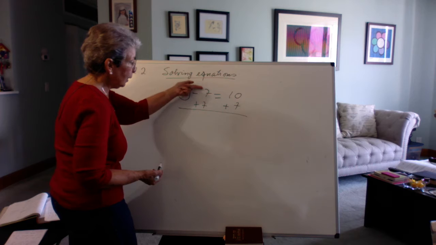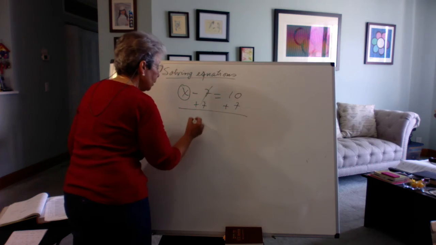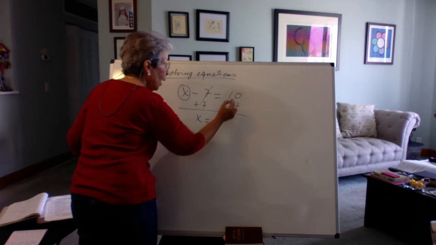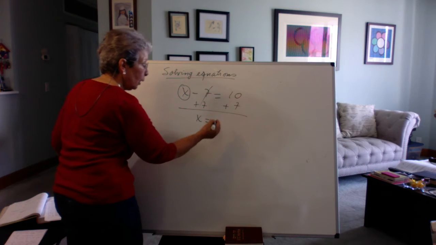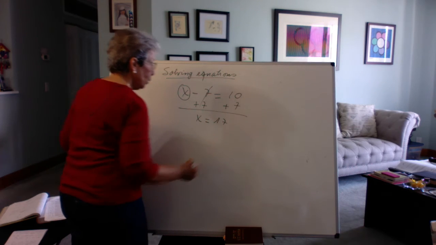Now, negative 7 plus 7 is 0. You can cancel them out. And then you have x equal, and here you have positive and positive, you can add and keep the sign. And the answer is 17.